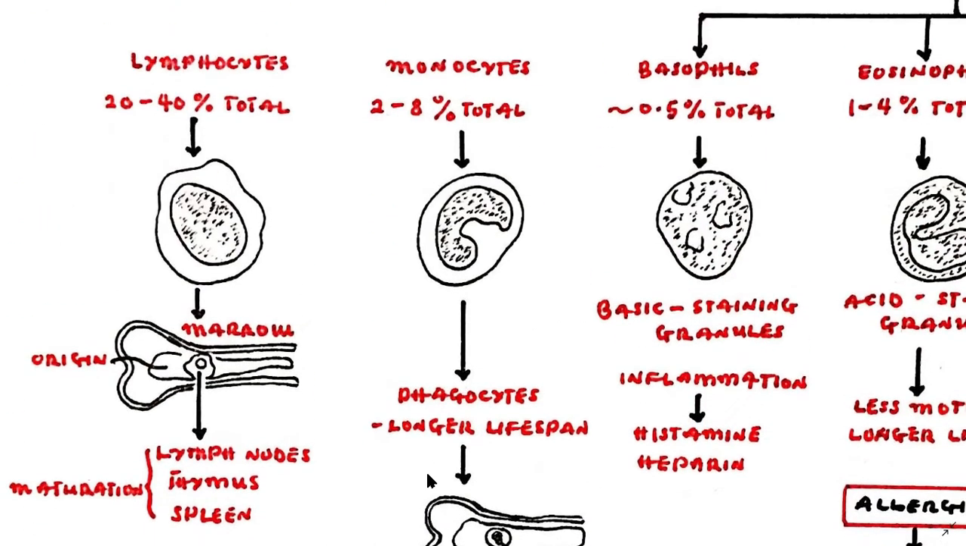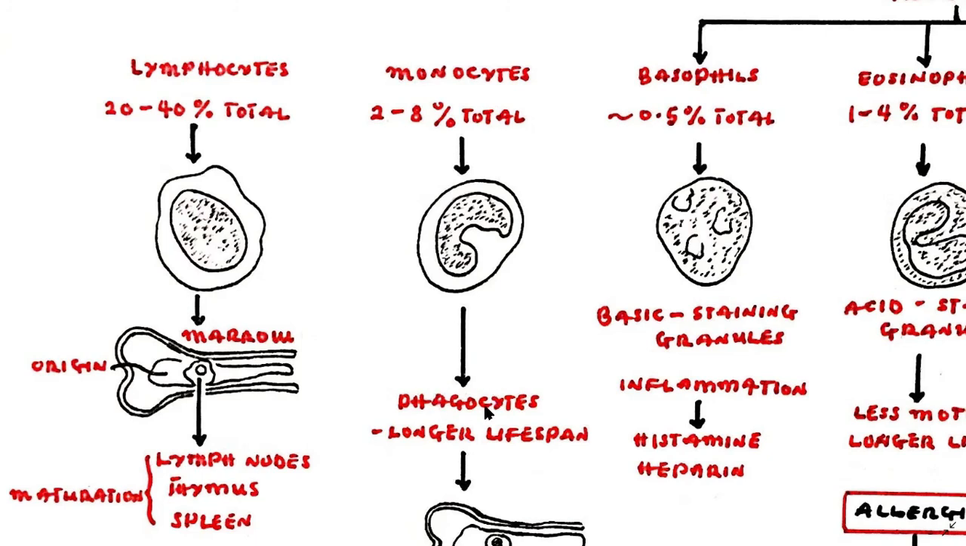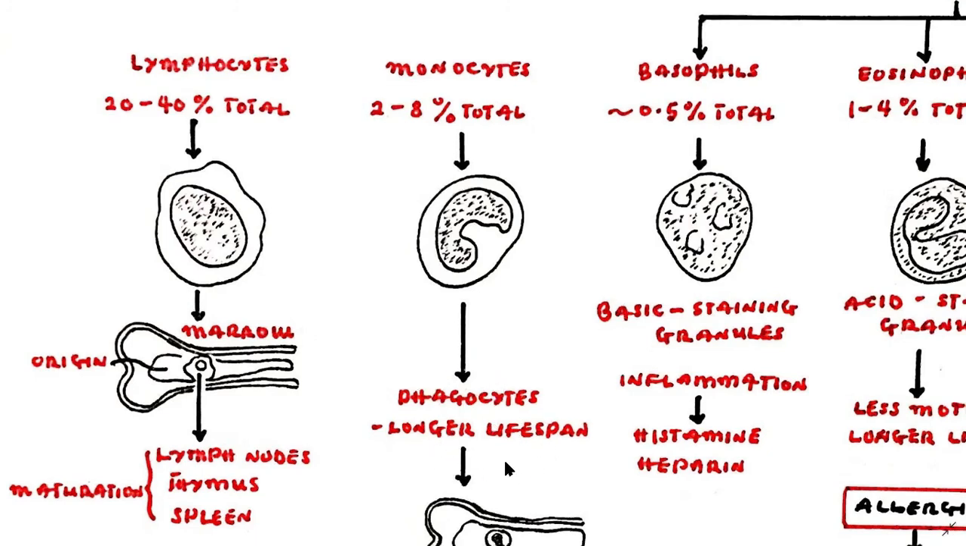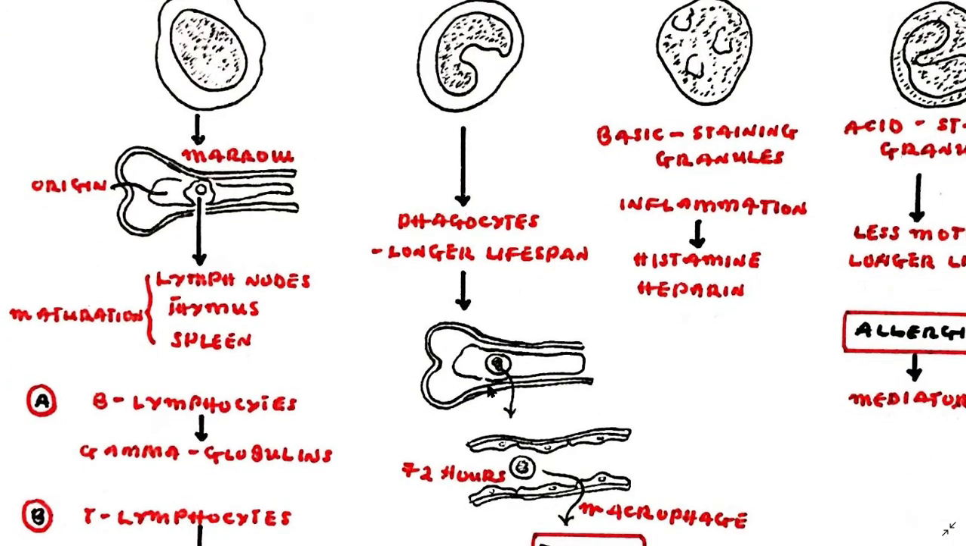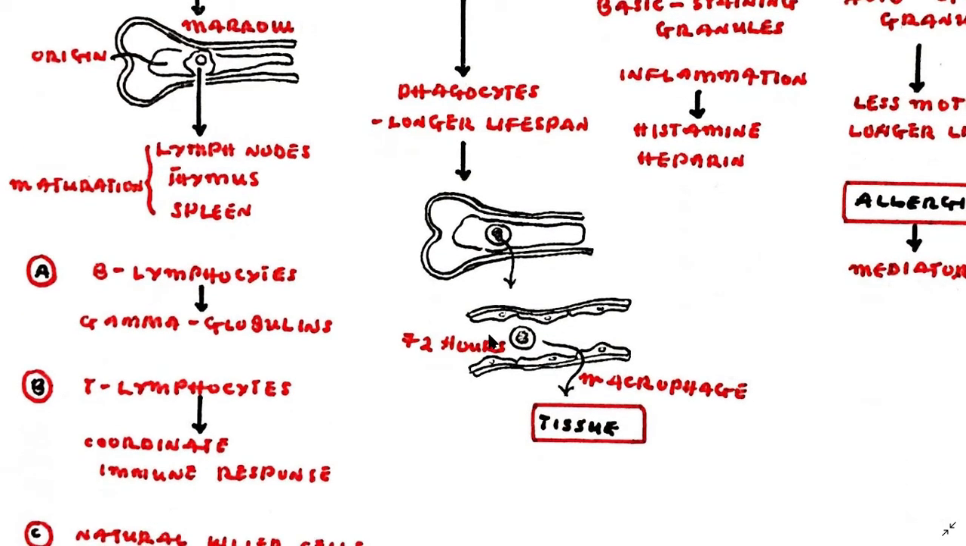Monocytes are also phagocytes, but they have a longer lifespan than granulocytes. After formation in the bone marrow, they circulate in the blood for about 72 hours before entering tissue to become macrophages. Unlike granulocytes, they can dispose of dead cell debris. Macrophages form the reticuloendothelial system in the liver, the spleen, and the lymph nodes.